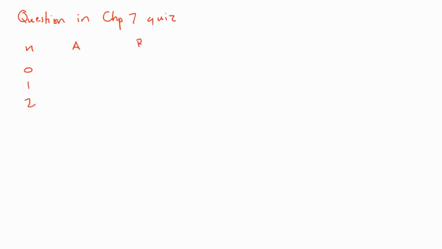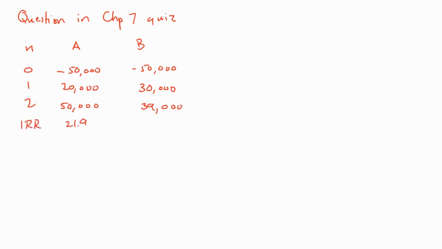You were given 2 alternatives, A and B. Minus 50,000 is the investment cost for A, and then minus 50,000 is the investment cost for B. You may have had different numbers, but let's just go with these. $50,000, $39,000. And then I also gave you the IRR for both options. And so this one was 21.98%. And then this one was 23.27%.